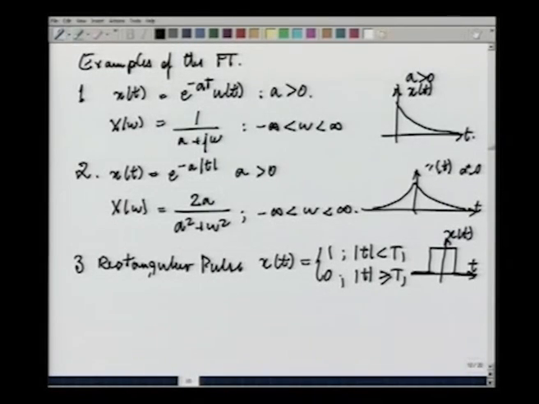This is what you would have, and its Fourier transform X(omega) comes out to be equal to 2 sin(omega t1) by omega, which is often called a form of the sinc function, but we will talk about the sinc function in a moment.